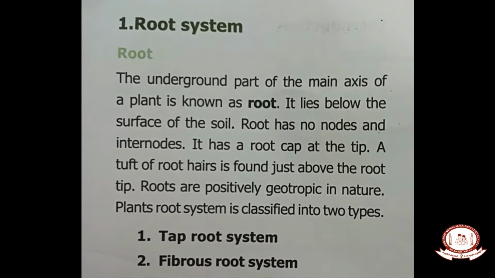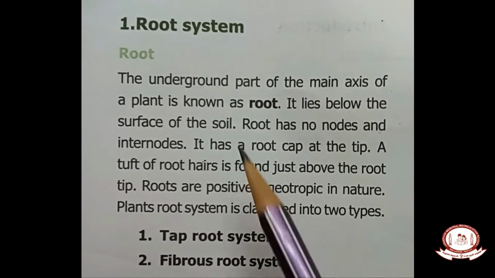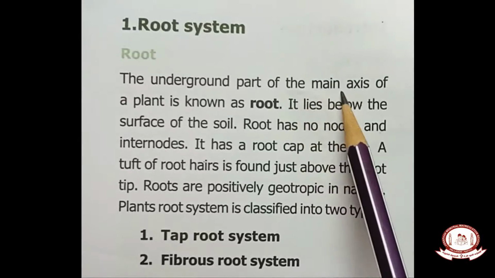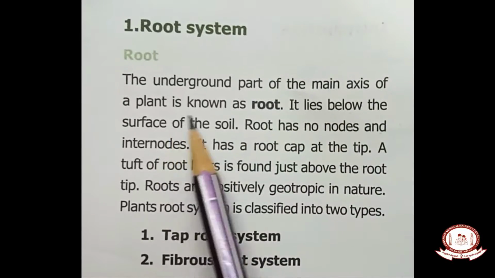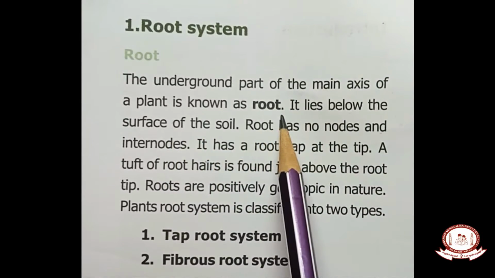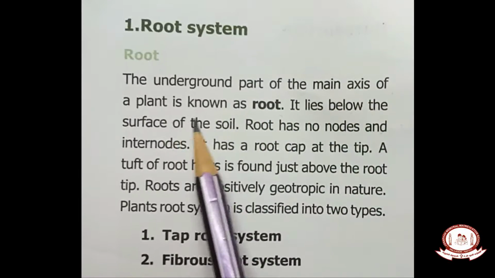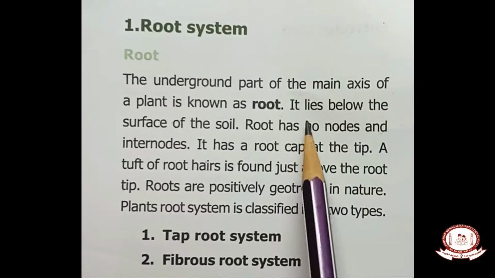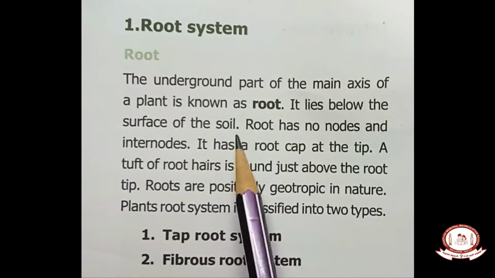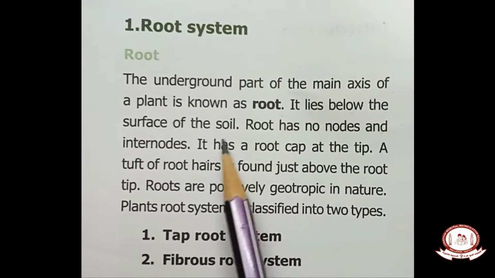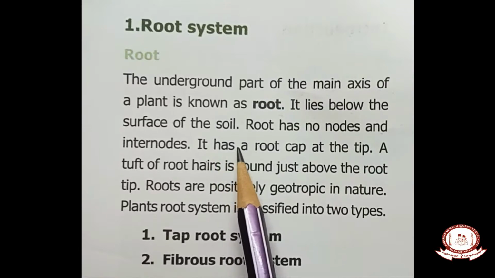Today we are going to see about the different types of root system. We know that the part of the plant which is seen below the ground is the root system. The underground part of the main axis of the plant is known as root. It lies below the surface of the soil.